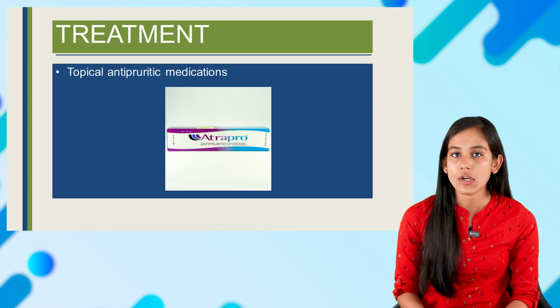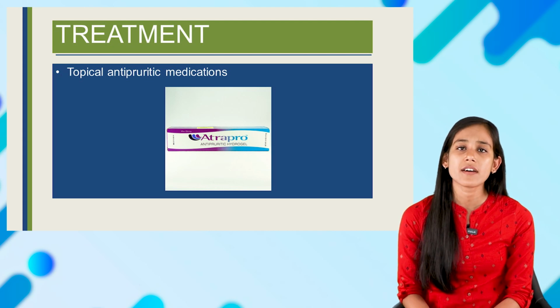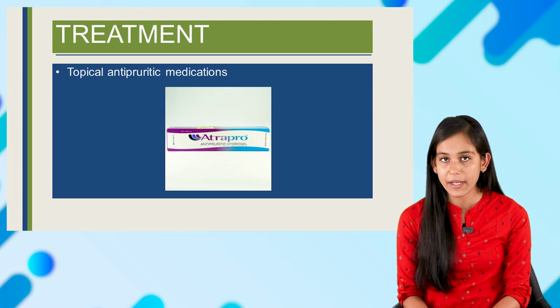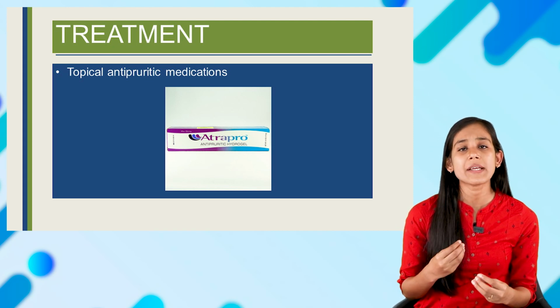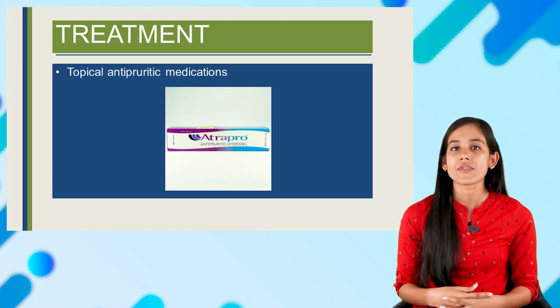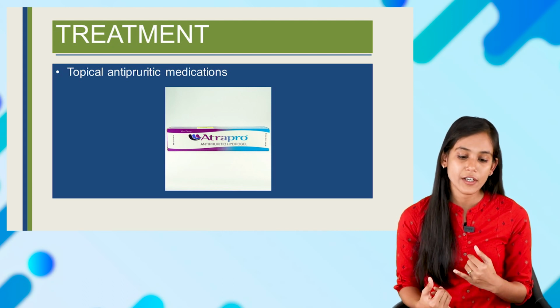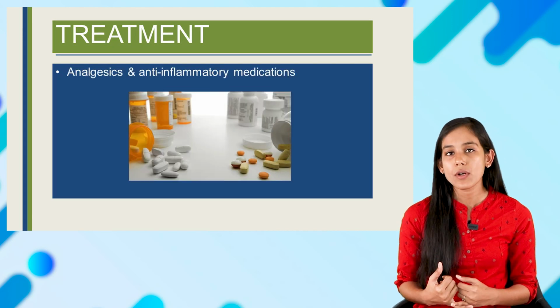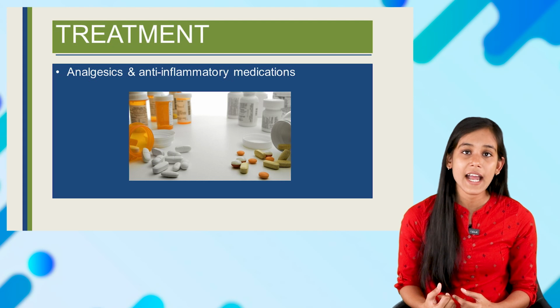Next, moving on to the treatment of chickenpox. So in treatment, we can give topical antipruritic medications, because the lesions would be really painful. It would be itchy. So to manage that, we can give topical antipruritic medications, and also along with that, we can give analgesics and anti-inflammatory medications. And for children who are less than 12 years of age, acyclovir is recommended. So if we are giving acyclovir, we have to give 20 mg per kg every 6 hours. Well, so this is how we can manage chickenpox with medical treatment.